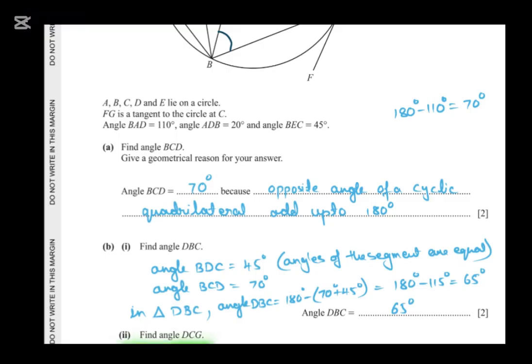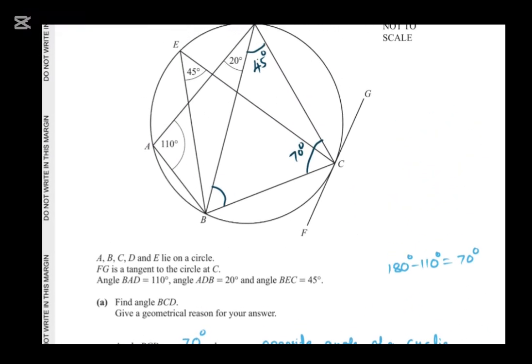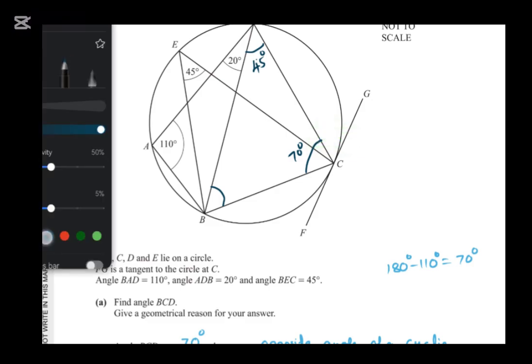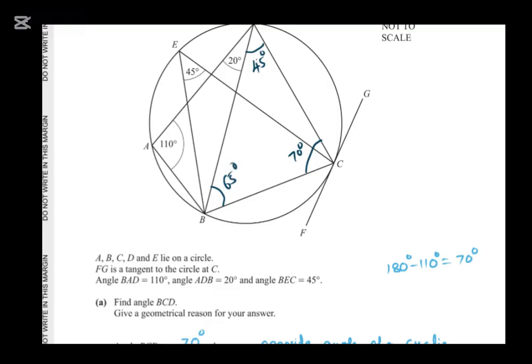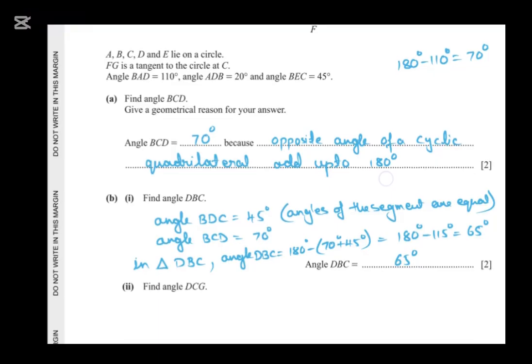B2 now, find angle DCG. What is angle DCG here? Angle DCG is this angle. So now when you got this as 65, this also will be 65. So angle in the alternate segment, this is the alternate segment. So angles in alternate segments are equal. So that is why it is 65 degrees. Answer is 65. Question A, B is done.